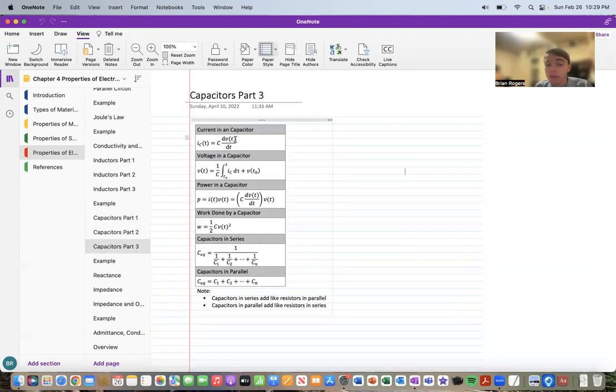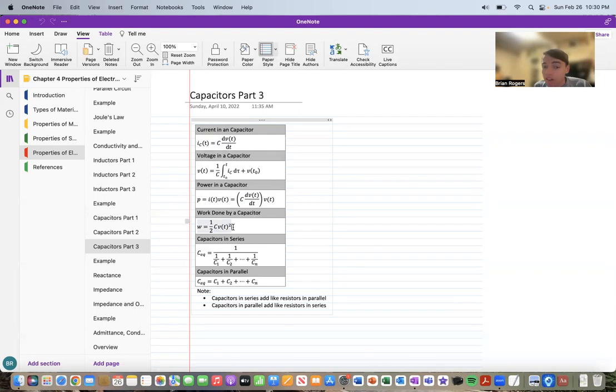And so we reviewed the first two equations for the current and voltage in a capacitor, but looking at the power in a capacitor, I times V is equal to the power. Substituting in for I, C times dV/dt, which we saw, that's our relationship. You can find the power, and you can also find the work done by a capacitor, which is equal to 1/2 the capacitance times the voltage squared.